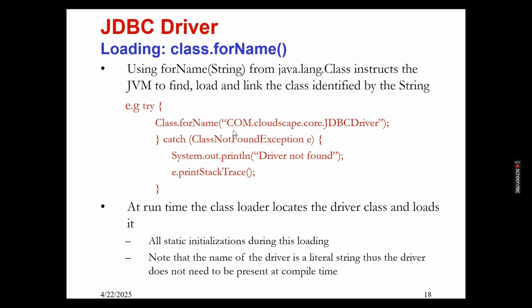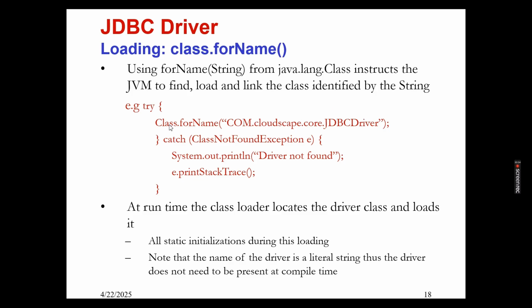Here is an example like this. Within the brackets of Class.forName we are specifying the driver manager class com.cloudscape.core.JDBCDriver. This is an unknown data source, but there is no need to worry about what type of database it is. We just mention the class name path like this.